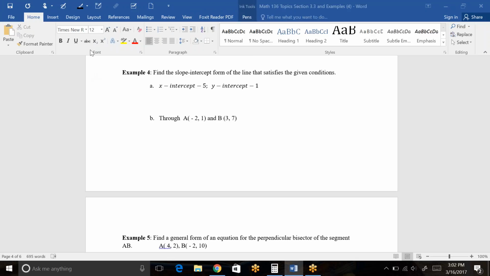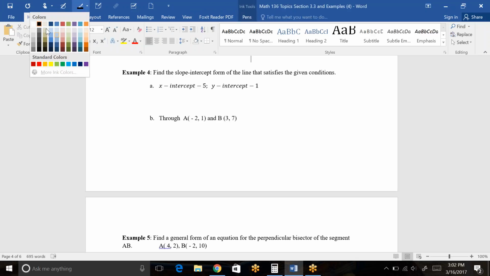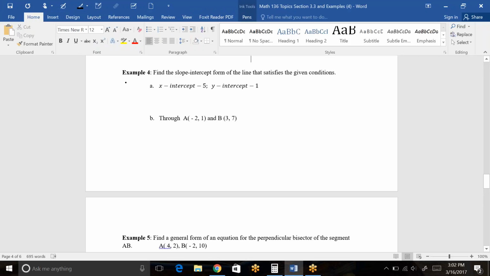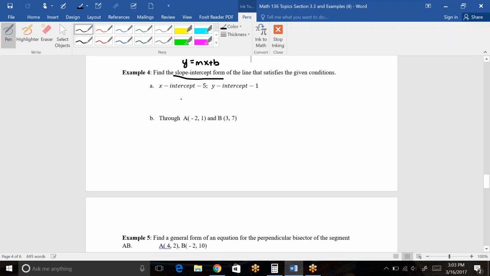Okay, this is the remaining notes from section 3.3. We are looking at example 4. Find the slope-intercept form. So remember that means our final answer will be y equals mx plus b of the line that satisfies the given conditions. So for our first one, we have two ordered pairs, an x-intercept and a y-intercept.